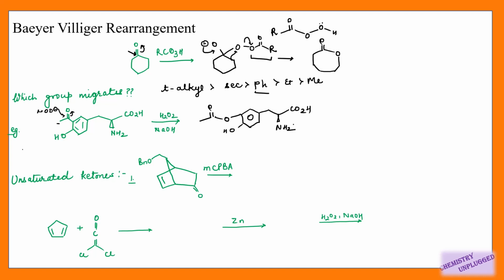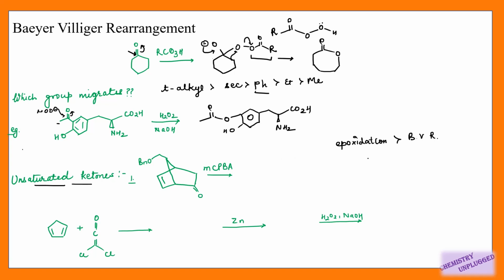Next case is unsaturated ketones. In case of unsaturated ketones, we have a double bond as well as a ketonic group, right? And if we are using a per acid like MCPBA or other per acids, they can do Baeyer-Villiger reaction as well as epoxidation. We know that they can do epoxidation of this double bond also. So how will we decide which will be done preferentially? Generally, epoxidation gets more preference than Baeyer-Villiger reaction.